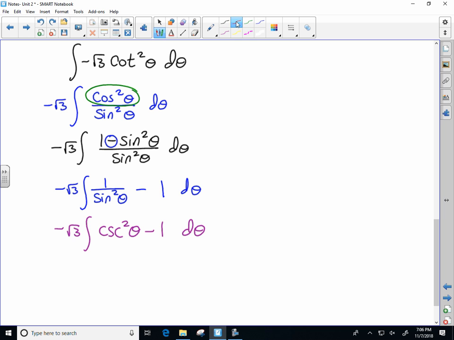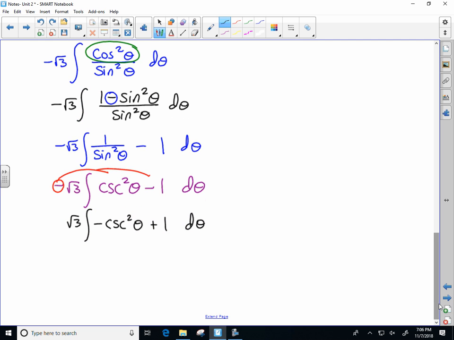So what I'm going to do here is bring this negative back in. I'm going to write it as radical 3 in the front, negative cosecant squared theta plus 1 d theta, because I do know the antiderivative of this, and that is what? Well, let's say if it were secant squared, what would its antiderivative be? Cotangent of theta, yeah.